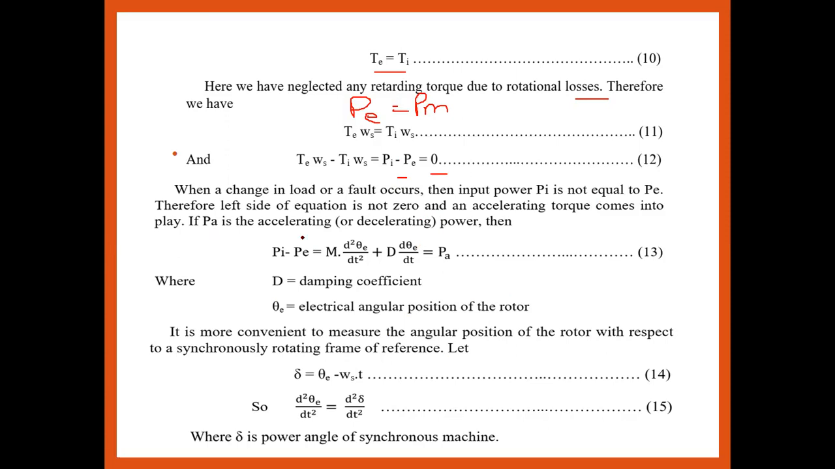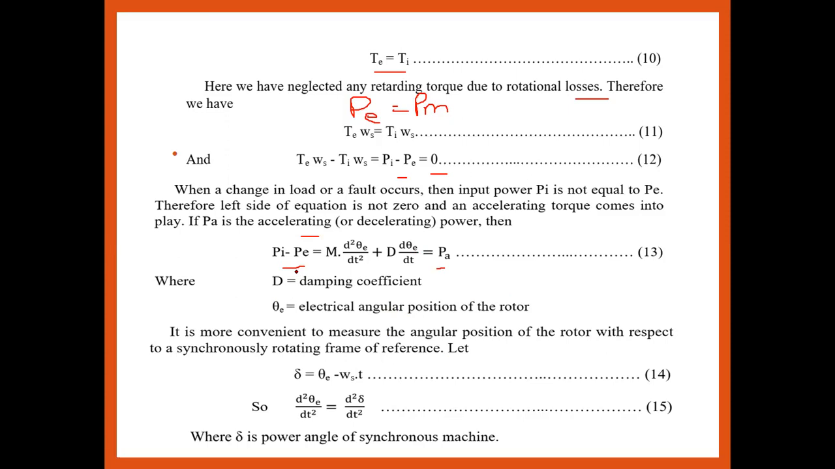So Pa, the accelerating power, is equal to Pi minus Pe, which equals M d squared theta e upon dt squared plus D into d by dt of theta e, where theta e is the electrical angle position. So Pa is the acceleration, that is Pi minus Pe. If the mechanical power is more than the electrical power, there is acceleration; if the electrical power is more, there is deceleration.